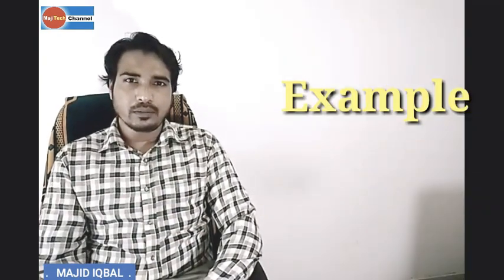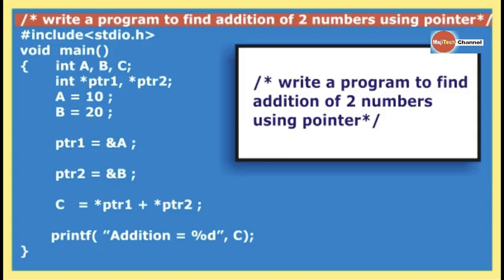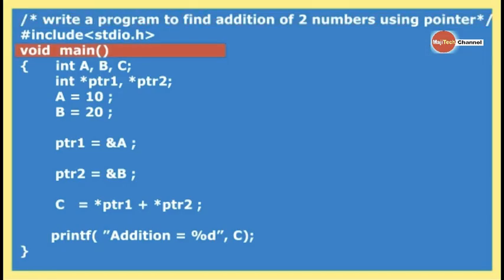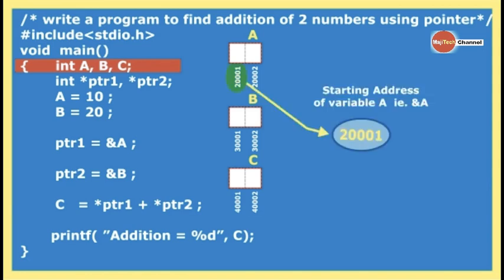Consider the programming example. This is the program for addition of two numbers using pointer. Program always begins from main function. Here we have declared three variables of type integer, variable a, variable b and variable c. Each will get 2 bytes of memory location because of integer. Consider the starting address of a is 23001, starting address of b is 3001 and starting address of c is 4001. This is just an example. The memory location will be different at runtime.